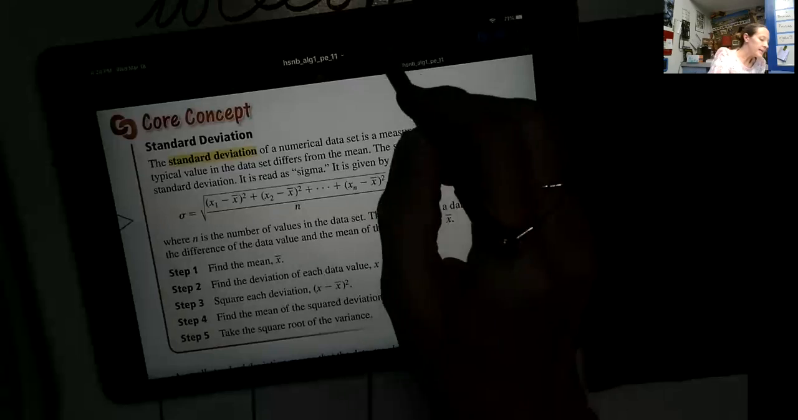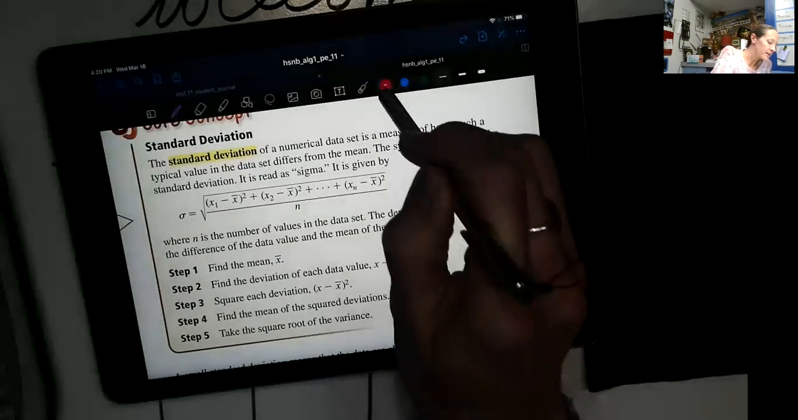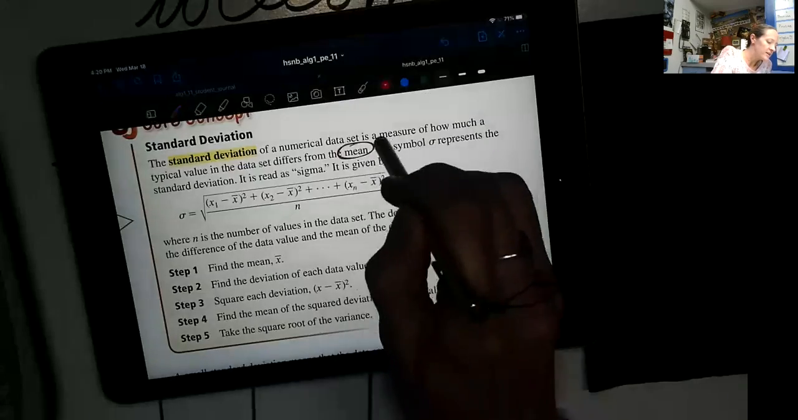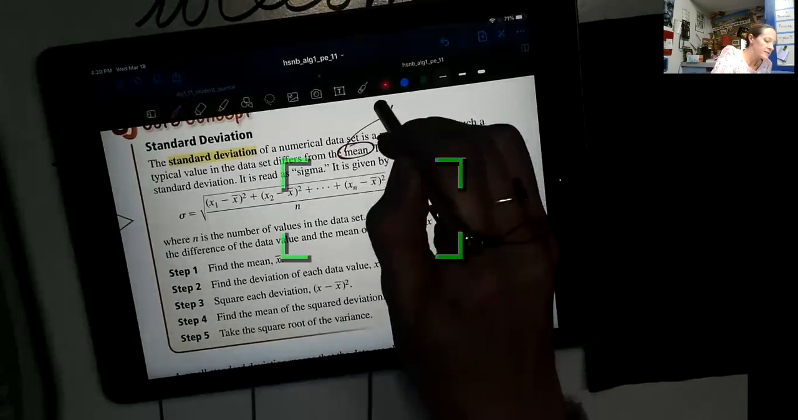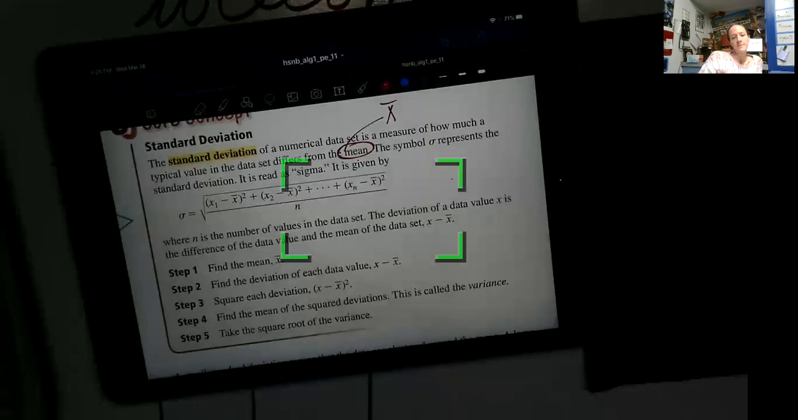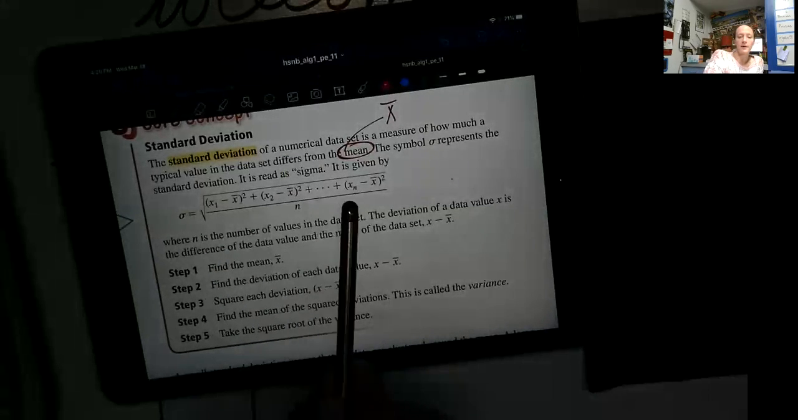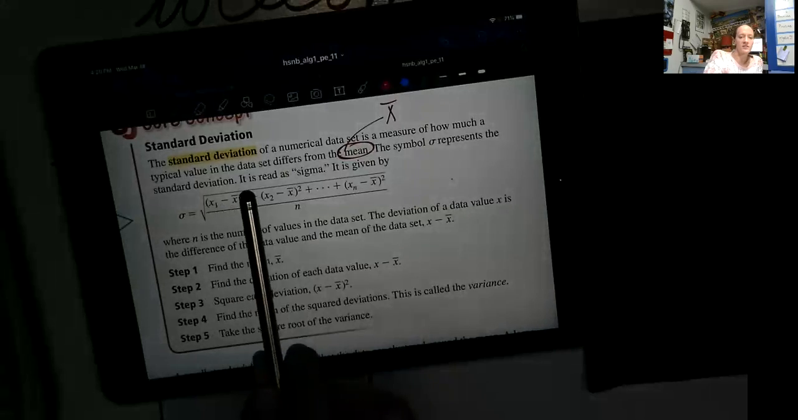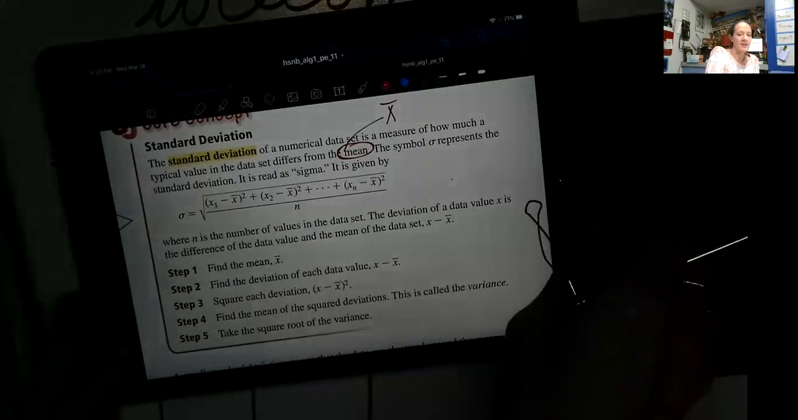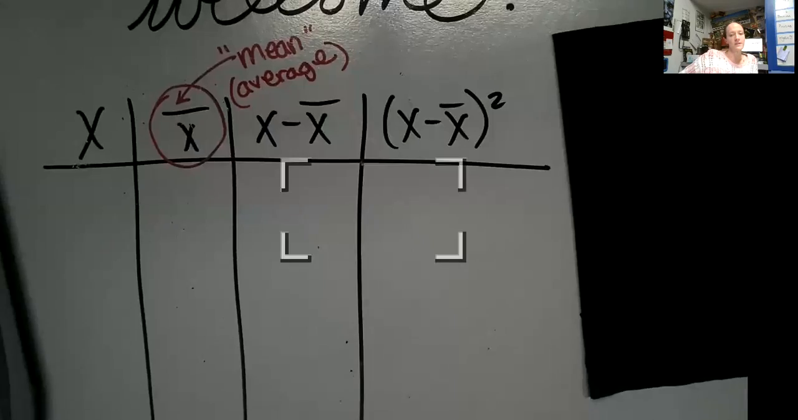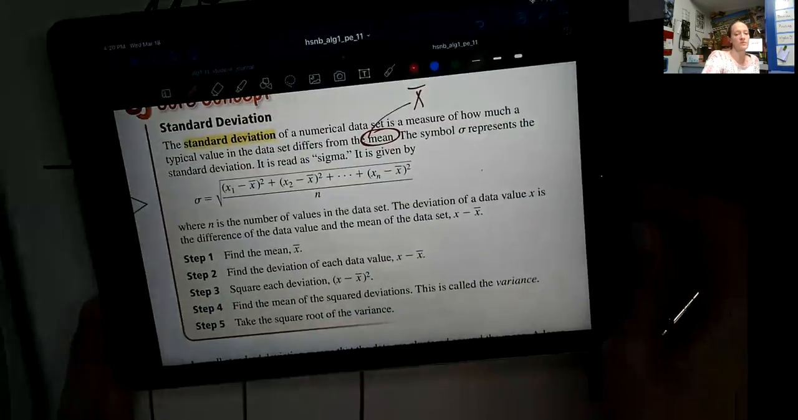Hey, the mean, isn't the mean that guy we were just talking about that we did yesterday? The mean is that X bar guy. And if you guys check out down here in this formula, I see X bar, wait, I see subtractions and I see squareds. Maybe that's where all these guys are coming from. Maybe we're building up to being able to use this formula.